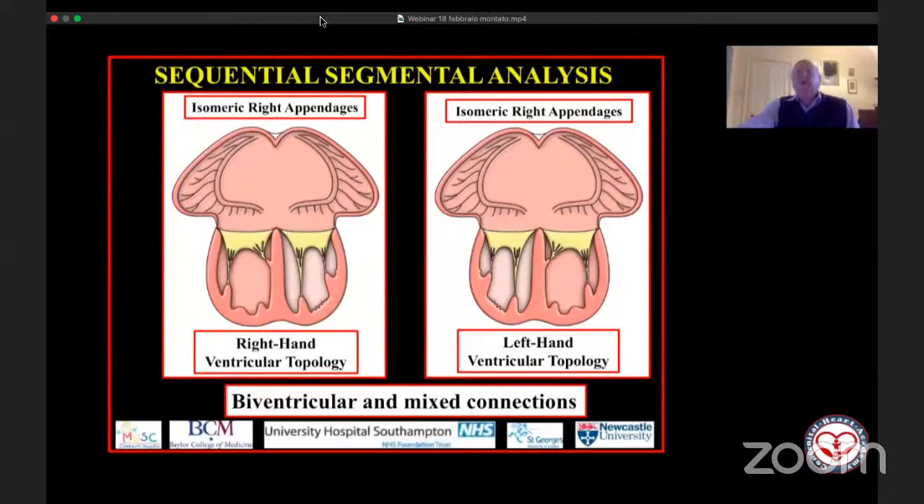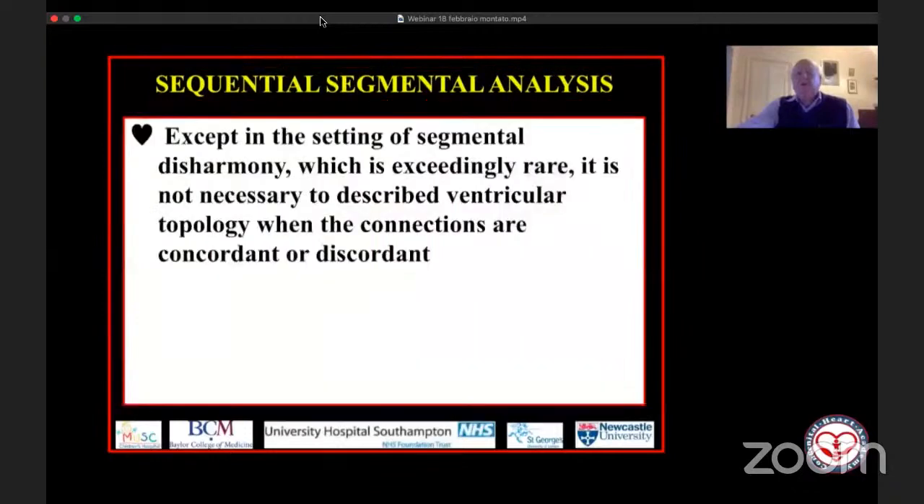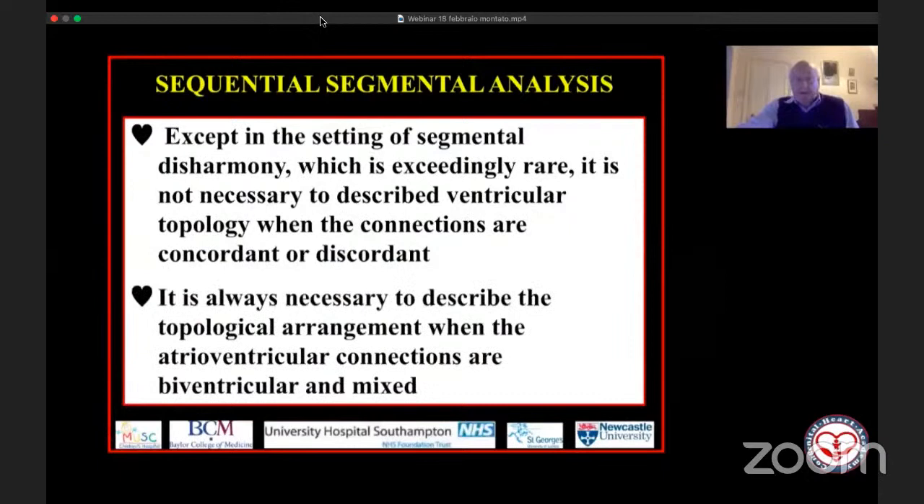And in this setting, we must not only describe the type of isomerism, but also the ventricular topology. So I've already emphasized that when we have concordant or discordant atrioventricular connections, it's exceedingly rare to find segmental disharmony. So hardly ever do we have to describe the ventricular topology in that setting. But what you have now seen is that when we have biventricular connections in the setting of isomeric appendages, always we need to describe the ventricular topology. So that's what you're going to see now.